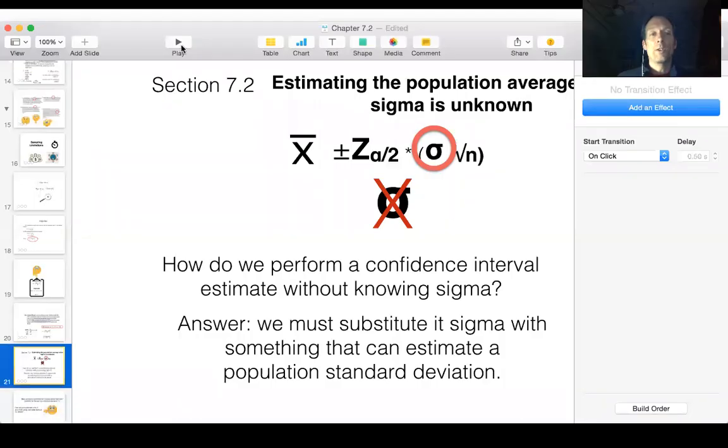Hi everybody, this is Professor Mankowski, and in this video we're going to go through section 7-2. Where we'll begin is a recap of section 7-1.